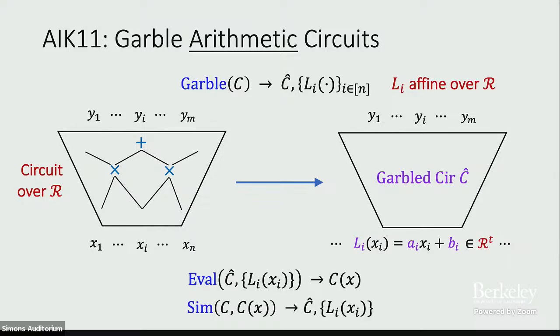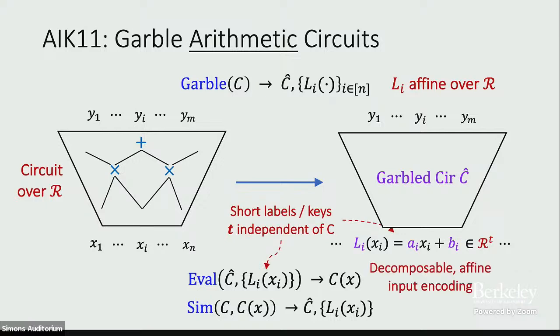Now the rest is the same. Given those labels, the input labels and the garbled circuit, I want to compute the output and reveal only the output. We want all the nice properties that we rely on from garbled circuits to hold. We would like the garbling algorithm to be shallow. We would like the input labels to be short, independent of the circuit complexity. And we already have the decomposability and affine encoding in this formulation.